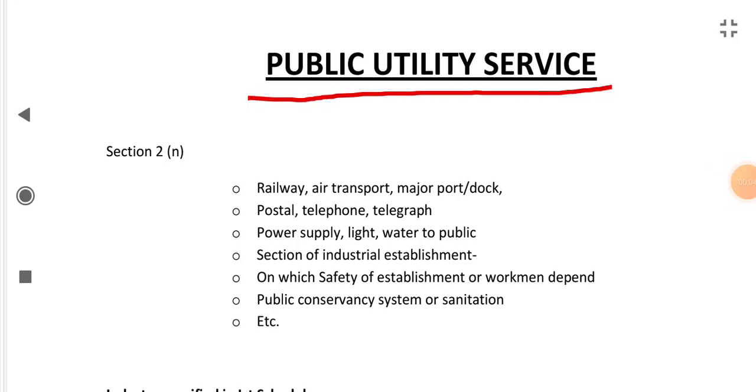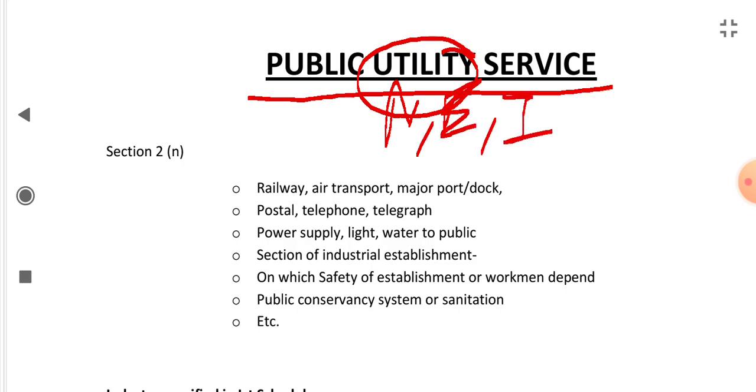Public utility service. So what are public utility services? Utility means necessary, essential services. Essential, important services, the types of services that, if they are disrupted, will have a very bad effect on the public. So these are called public utility services. In comparison to normal industries, the restrictions and control of the government on public utility services is more. The workmen or workers are not allowed to go on strikes unnecessarily. There are many restrictions on them.